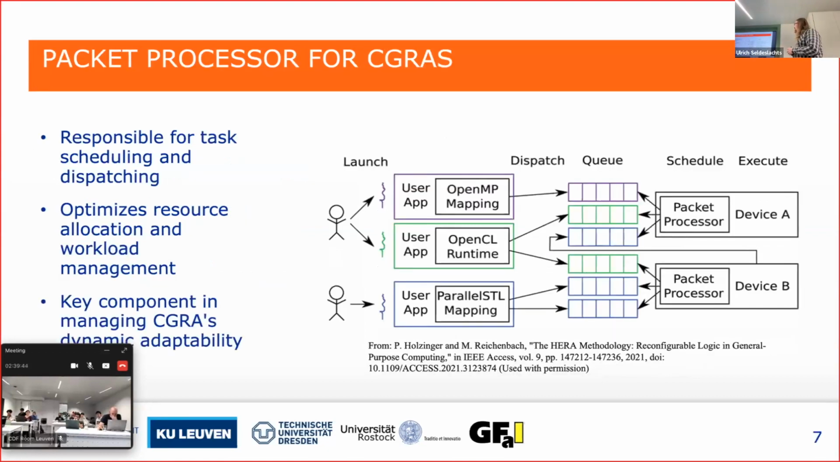The hardware scheduling is done in something called a packet processor, and that's the hardware component that's responsible for task scheduling and dispatching. And that's the key component where all of the security features we are trying to achieve will be implemented. On the right hand, you can see an image that shows more or less how this works. So from your applications, you get, let's call them work packages, that get queued up, and this packet processor will take care of these.